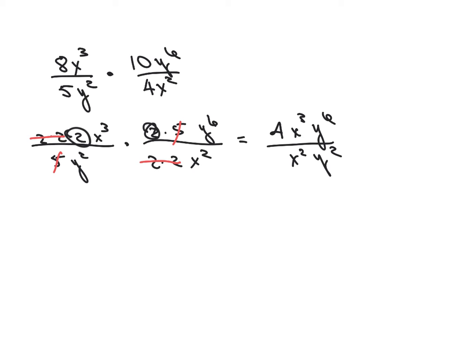Now remember division of exponents. You subtract. So it would be 4 to the x. 3 minus 2 is 1. And y to the 6 minus 2 is 4. And there you go. All right, example number 7.